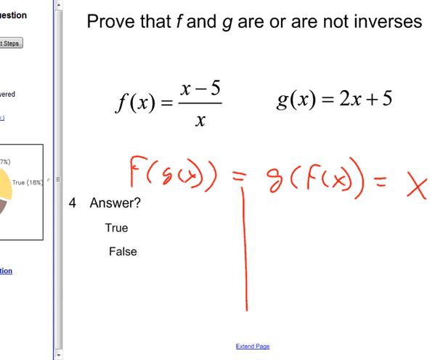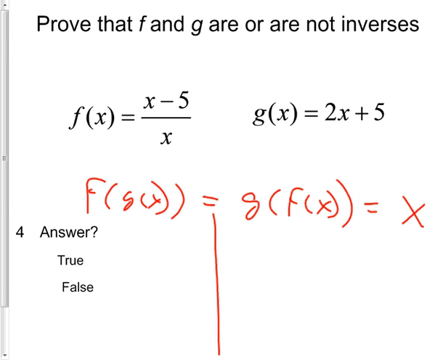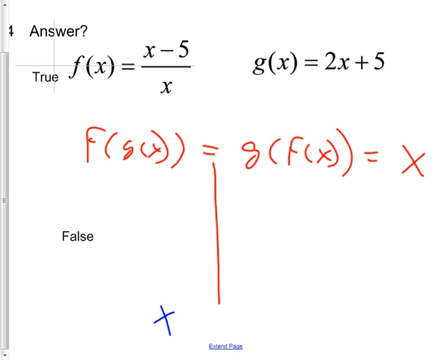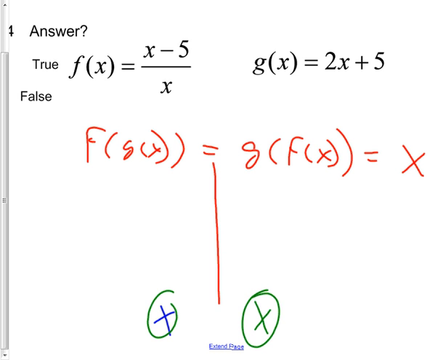Okay, anyway, bottom line is that most people said false, and they are correct. These are not inverses. Why? Because when you are trying to answer this, this side does not come out to x at the bottom. In fact, the right side I don't think comes out to x either, but all that really matters is that if either side does not come out to x at the end, then the whole thing falls apart. They both have to come out to x to be inverses.